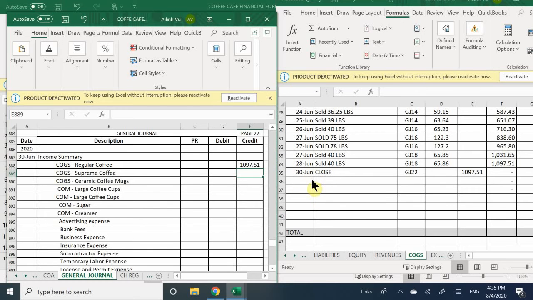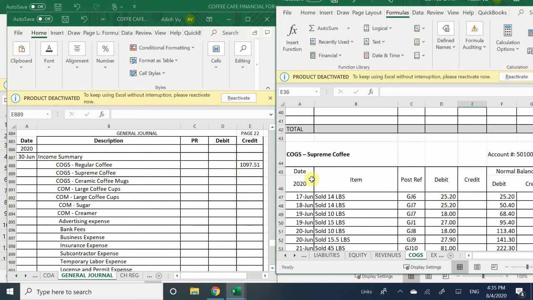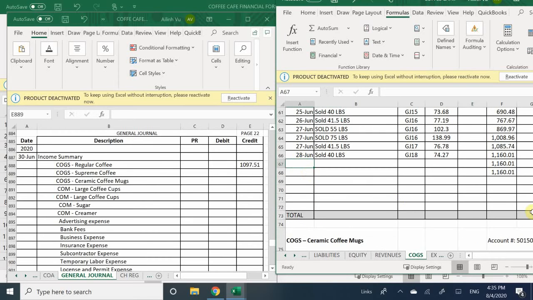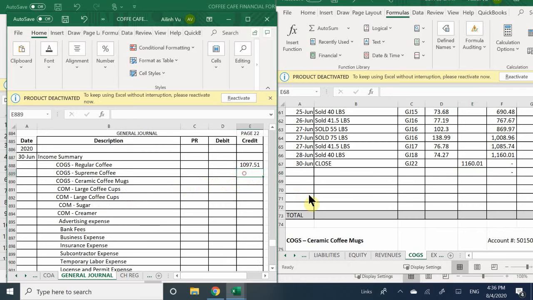Yes. Next one we're going to zero out is Supreme Coffee. So cost of goods sold, Supreme Coffee. So 630. Close. General journal 22. And we're going to credit for $1,160.01. Zero out. All right, so now I can transfer that over for $1,160.01. Okay.